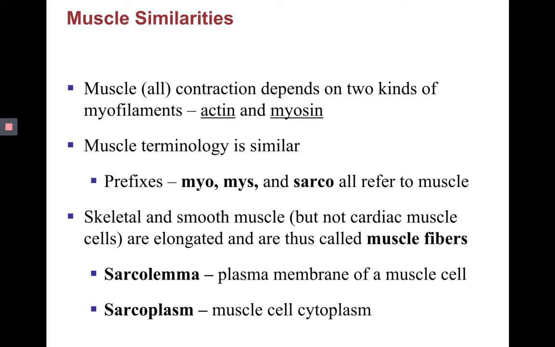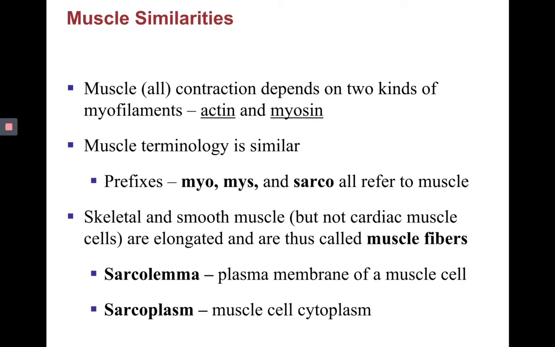As we move forward, keep in mind there are muscle similarities. All muscles can contract because they contain actin and myosin. Actin and myosin are myofilaments, or protein filaments found within individual cells of muscle, and it is the reason, again, that cells that make up muscle tissue can contract. So we'll learn more about both of them.